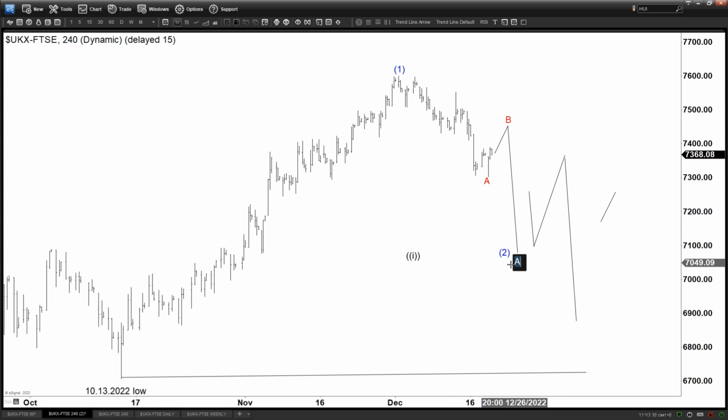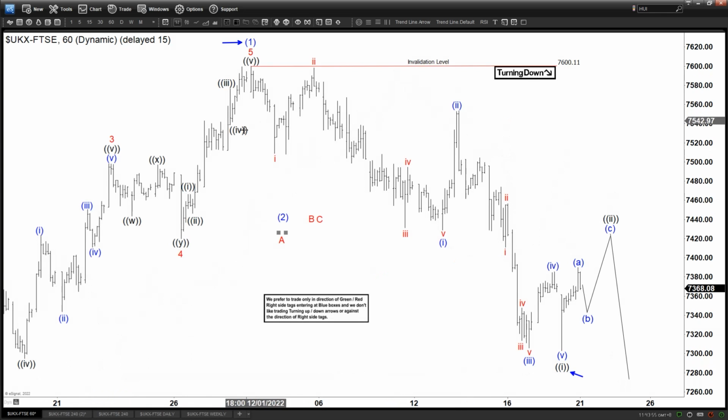So regardless, whether this is ending A or ending 1 of A, most likely because of the five-wave impulse from the peak there, we should at minimum get another leg down. So that's basically what we are looking at: more downside in the FTSE as long as we stay below this 7600, which is the December 1st high.